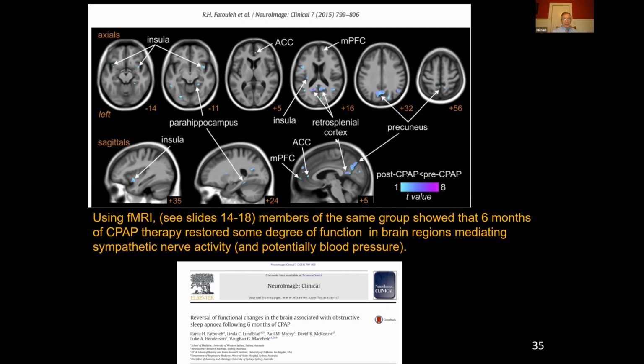And if we look up here on the top, I'm not going to worry so much about the parahippocampus, but they're trying to highlight the retrosplenial cortex as one of those regions that may be involved with blood pressure regulation. They also do show a little bit of uptick in activity in the medial prefrontal cortex. There's really not been a good clinical correlate of what that uptick in activity looks like.